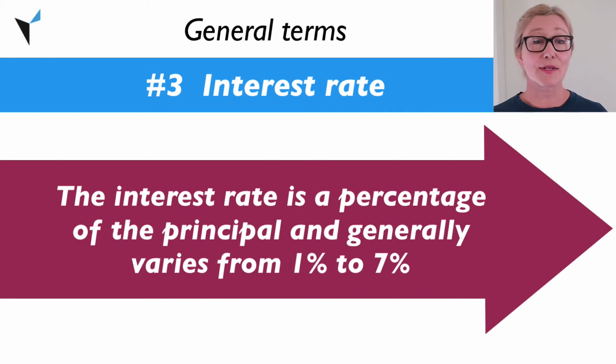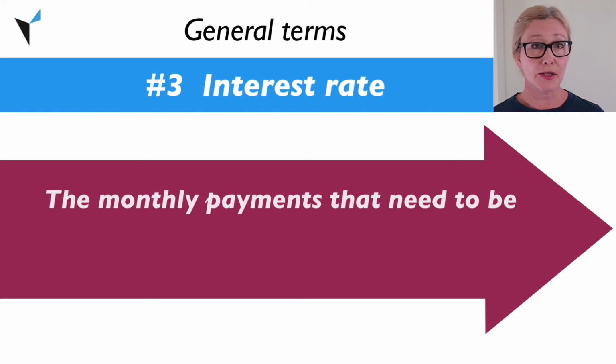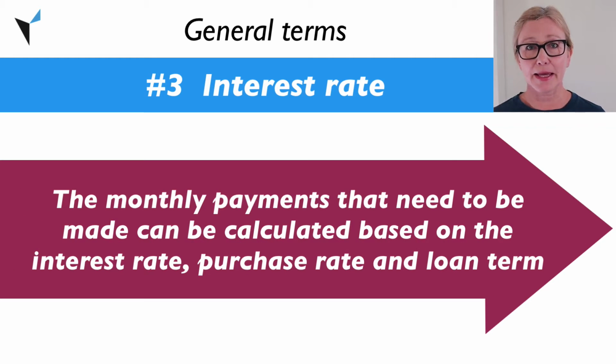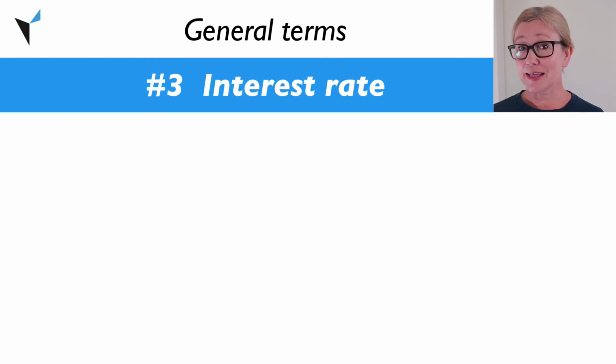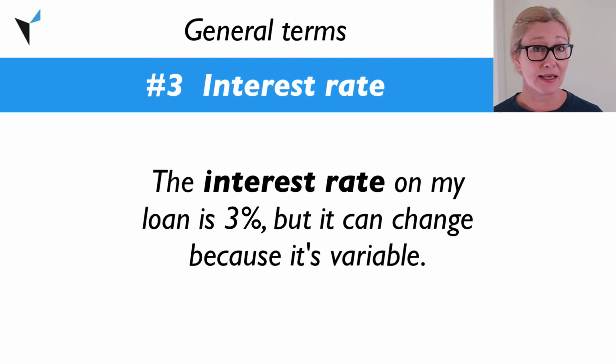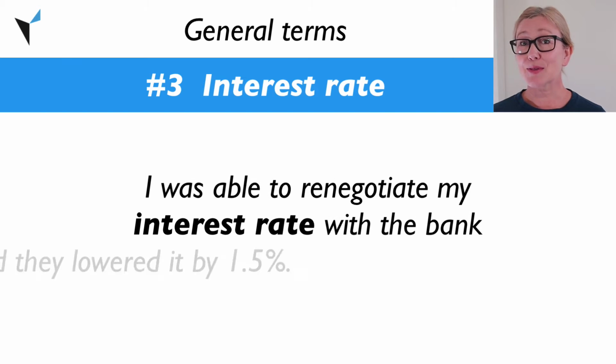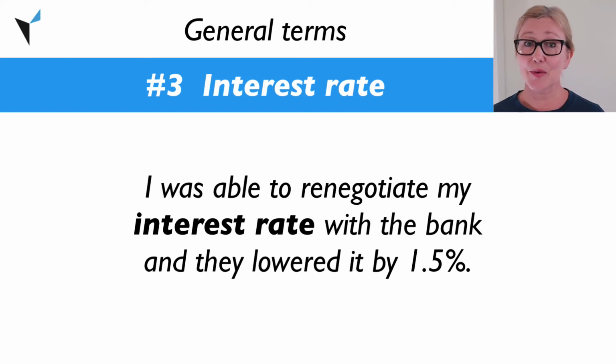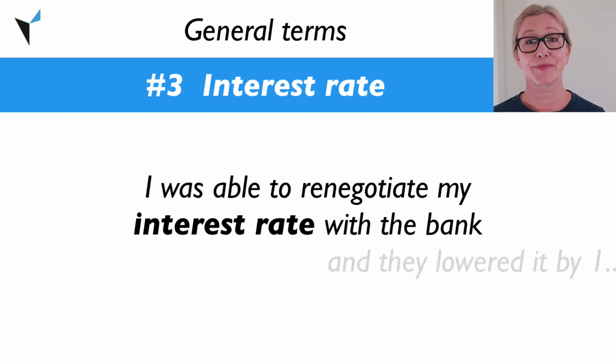The interest rate is a percentage of the principal and generally varies from 1 to 7%. You can calculate the monthly payments that need to be made based on the interest rate, purchase rate, and loan term. Examples. The interest rate on my loan is 3%, but it can change because it's variable. I was able to renegotiate my interest rate with the bank, and they lowered it by 1.5%.